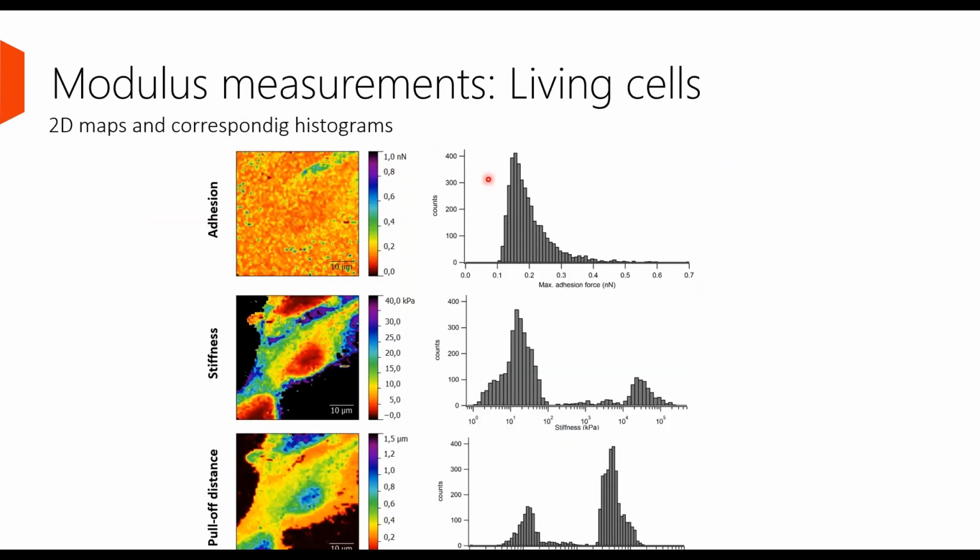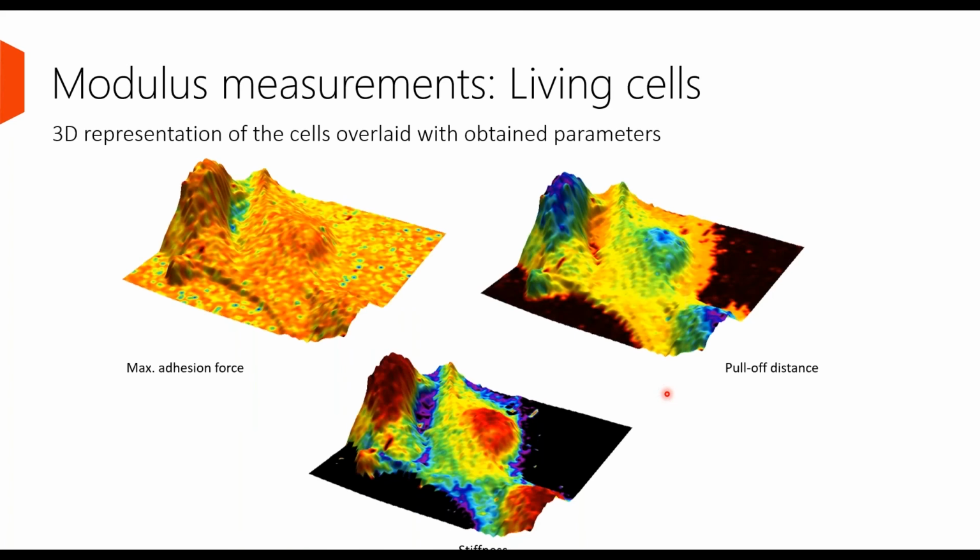So again, we can do some histograms there. Maybe the more interesting one is the stiffness, where we obviously have 2 domains, one representative of the cell and one of the petri dish, which is much stiffer, on the far right, the histogram there. And we can also do a 3D representation because we know what the height is, and we can show you how the stiffness relates to the height of the sample.